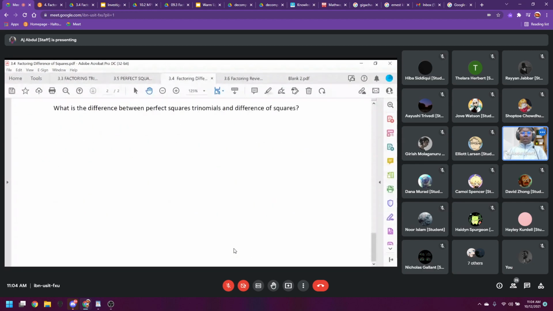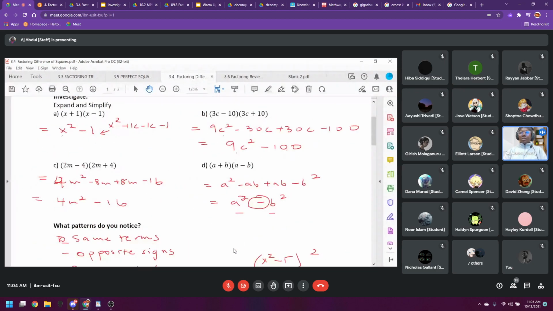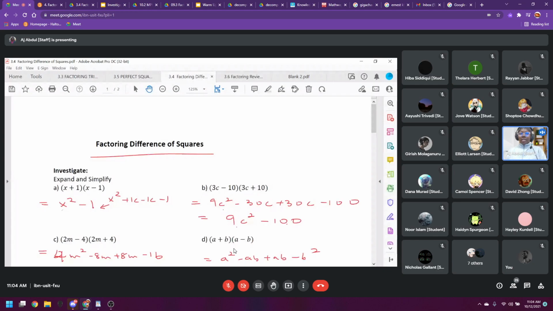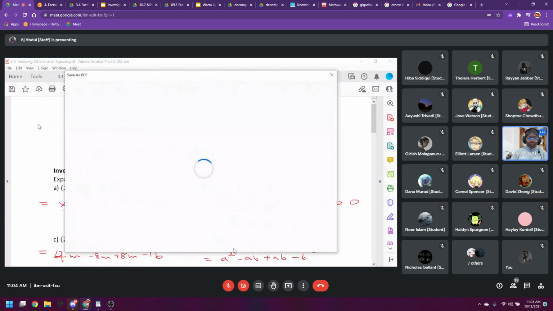So the last one we are going to look at is a perfect square trinomial. We have looked at difference of squares, and the other one is a perfect square trinomial, and that's the last one. So I'm going to save this again as notes so I can post it later.